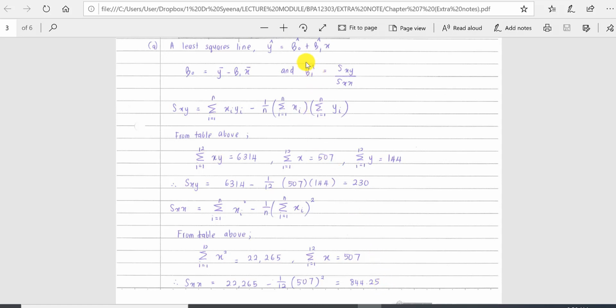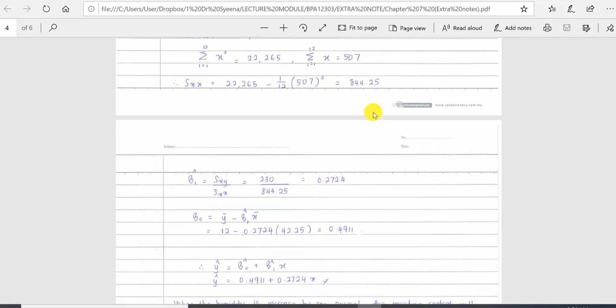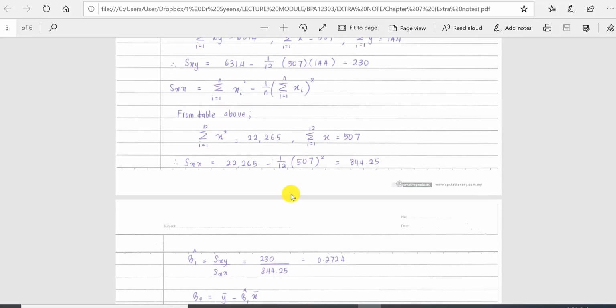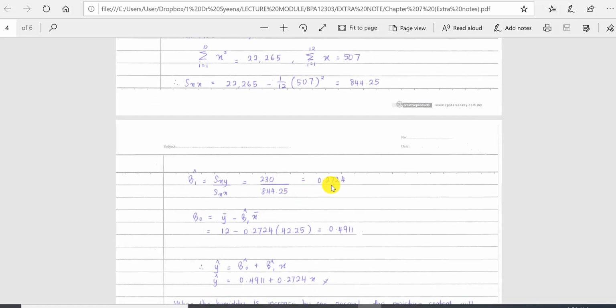Now, can we get the value of beta one? We already have Sxy equal to 230, and the value of Sxx is 488.25. So we can calculate beta one: 230 divided by 488.25. Then we get 0.4711. Now we already have the value of beta one.